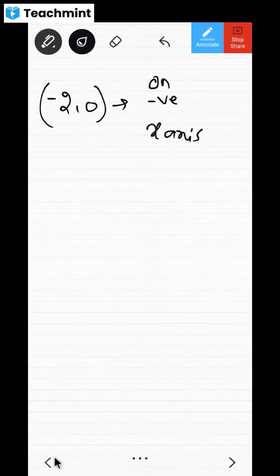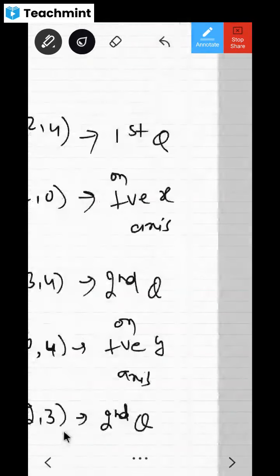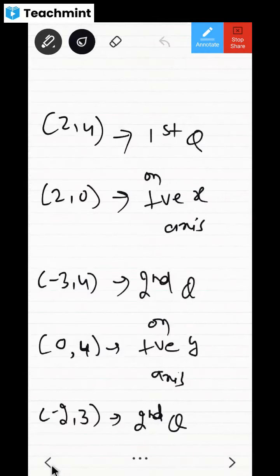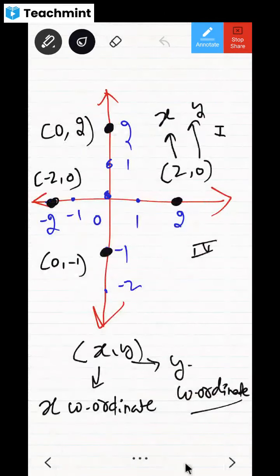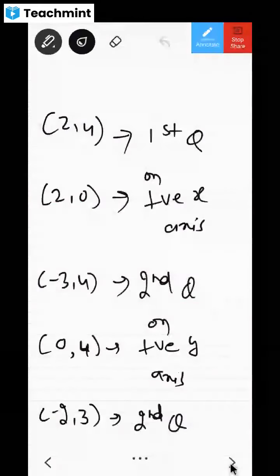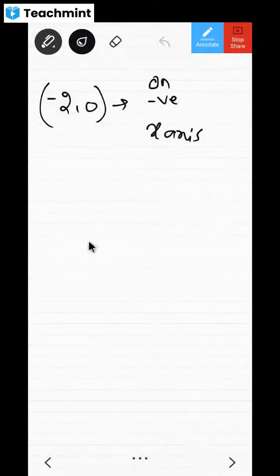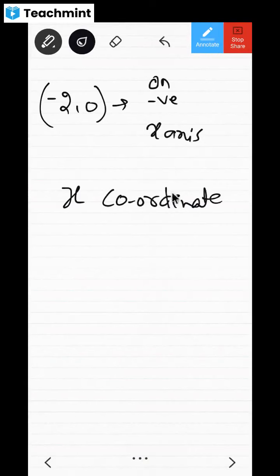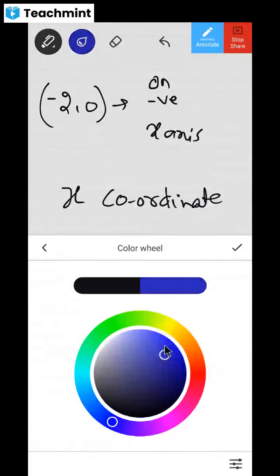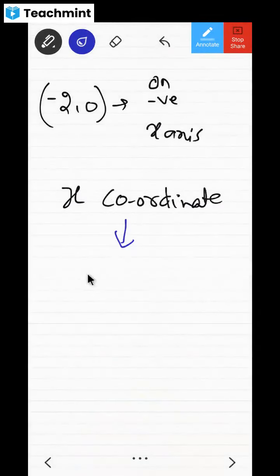Are you getting my point? I hope everybody is understanding. Everybody got it? So now this x coordinate of any point, there is one more special name for it, that is called abscissa.